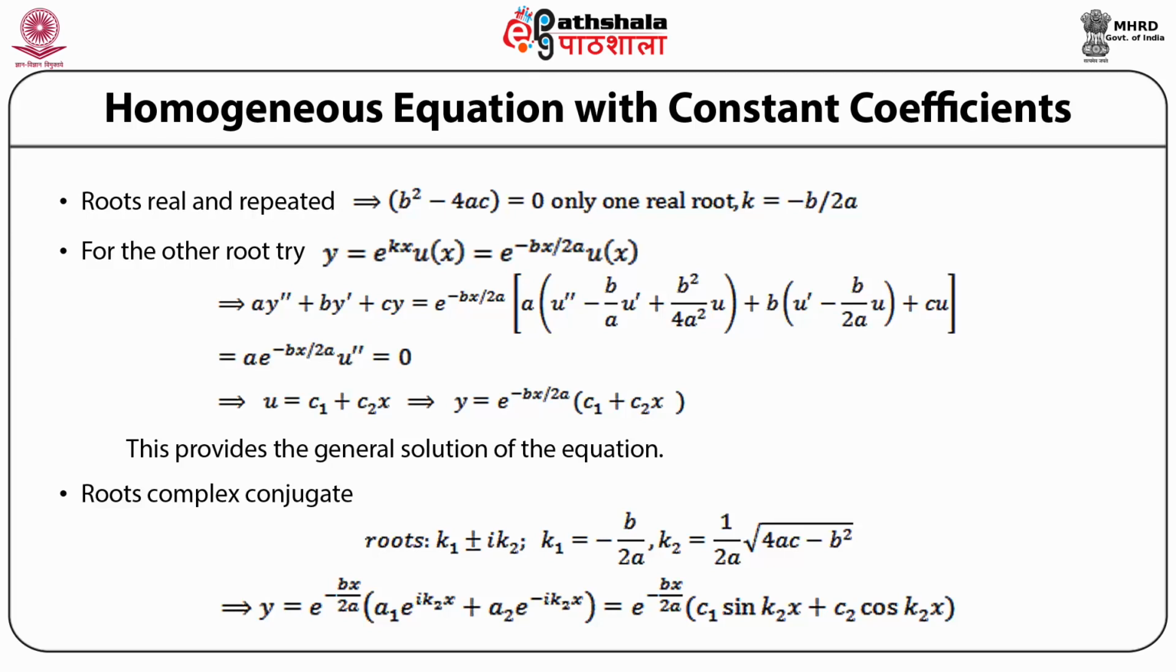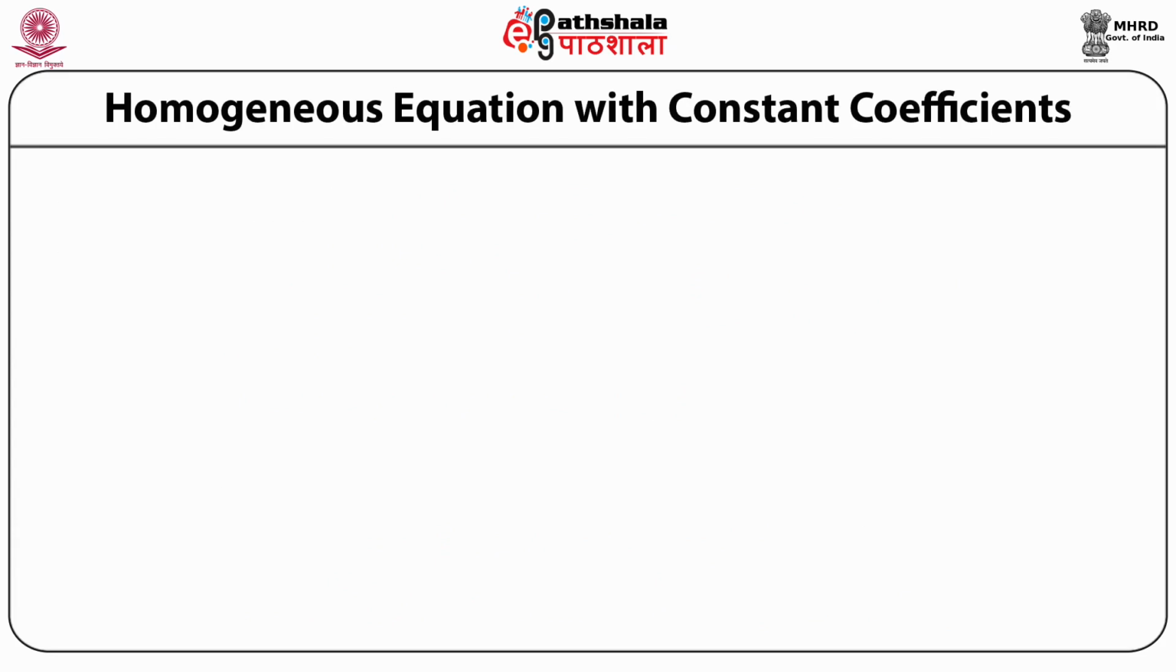For real functions of real variables, we rewrite the general solution as y is equal to e raised to power minus bx by 2a times c1 sin k2x plus c2 cos k2x. Now we consider some examples.